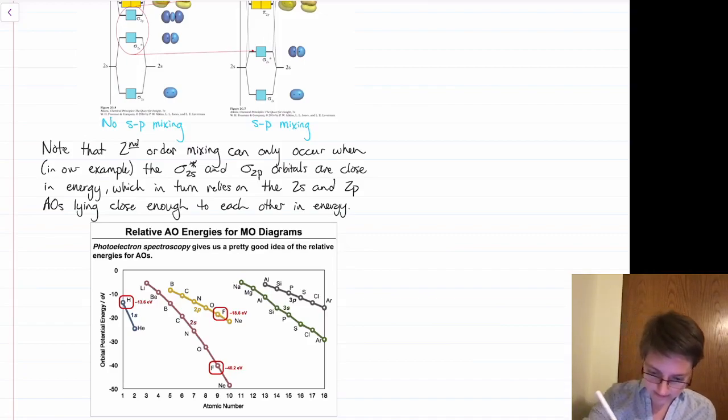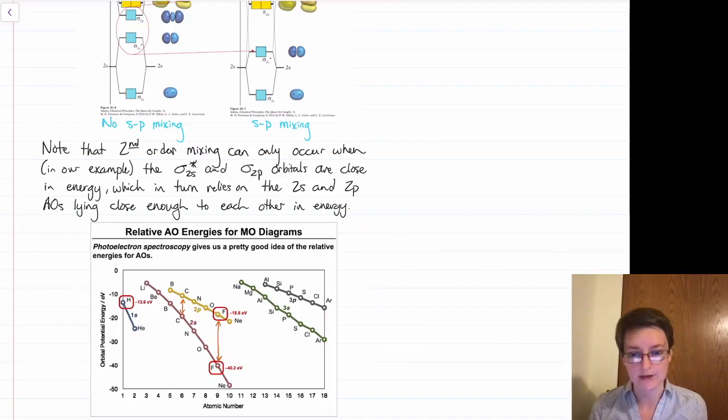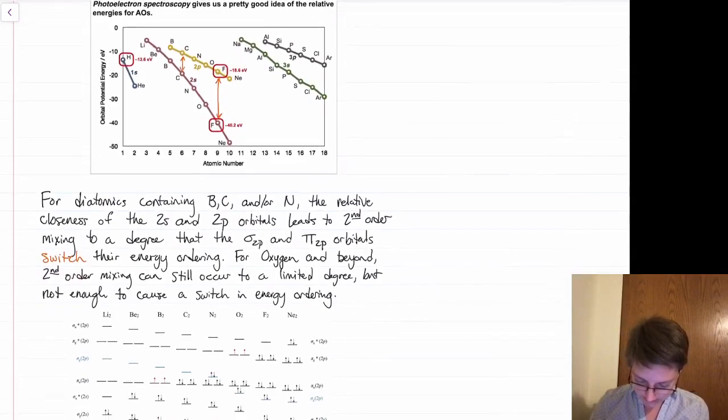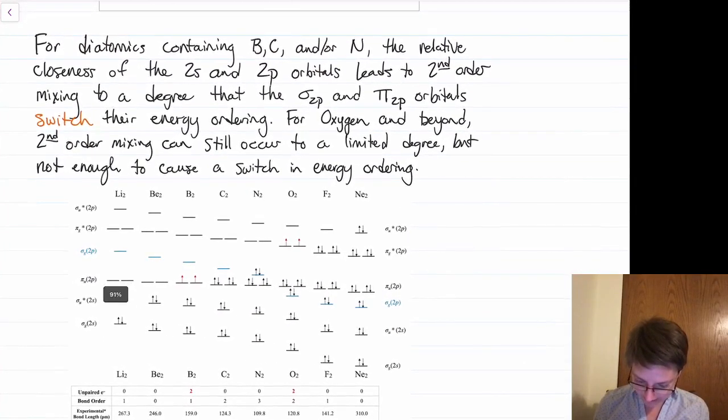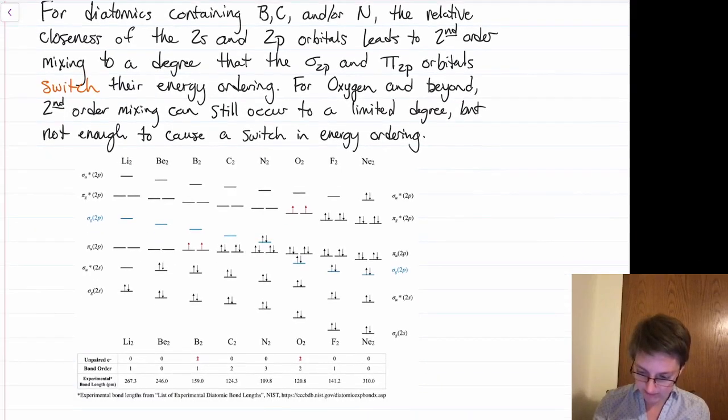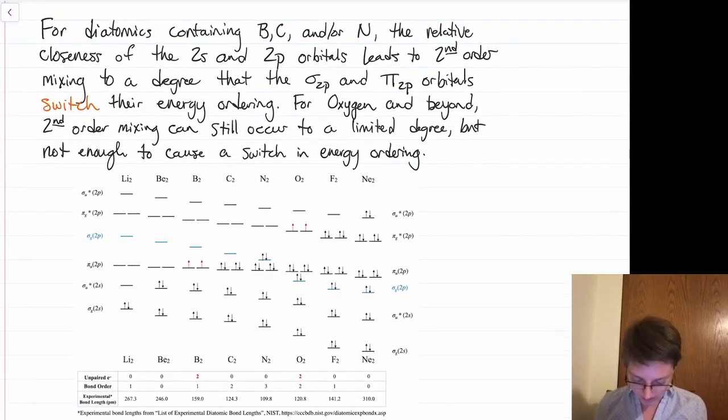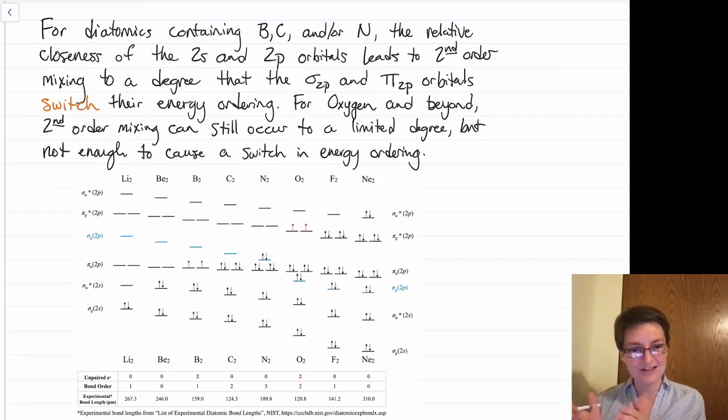That means that for an atom like carbon, there's a fairly small split between the 2s and the 2p orbitals, versus an atom like fluorine, where there's a very large split between the 2s and the 2p electrons. As a result, you can plot how the MO diagram changes for different homonuclear diatomics going left to right along the periodic table.